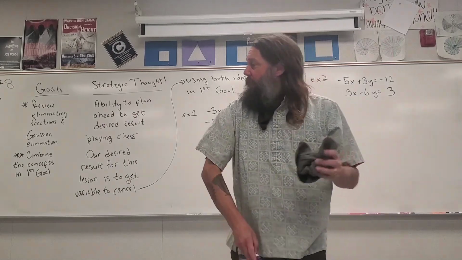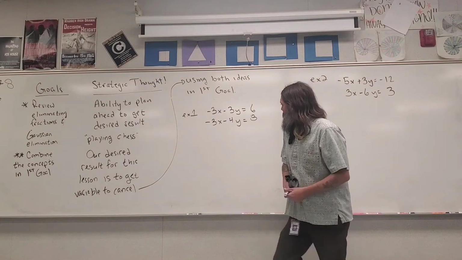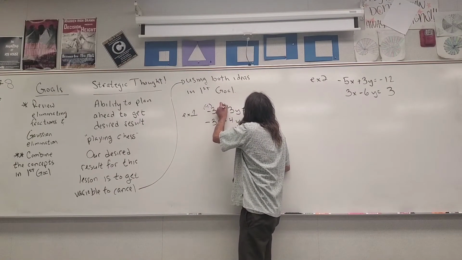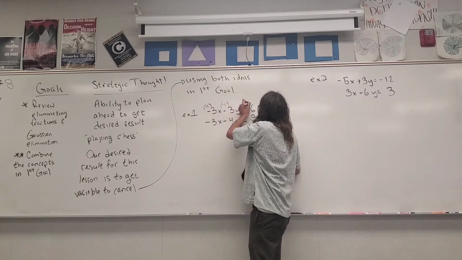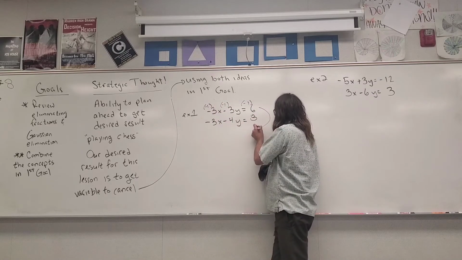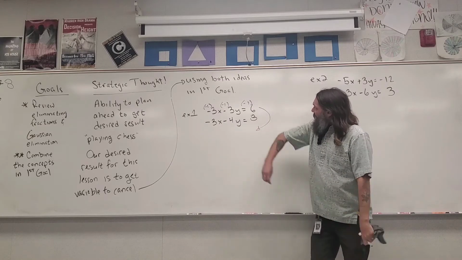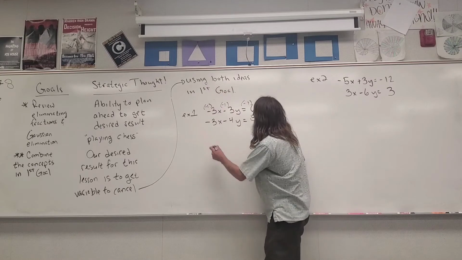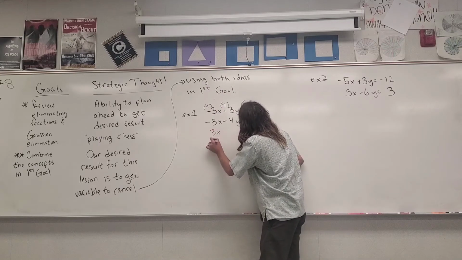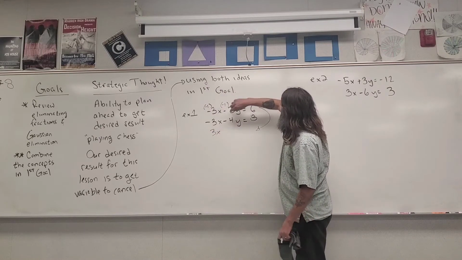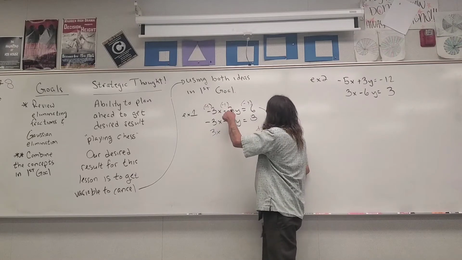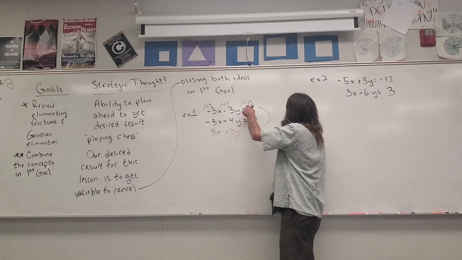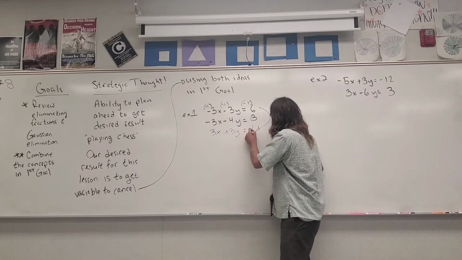So in order for me to get them to cancel, I'm just going to multiply everybody by -1. And when I multiply everybody by -1, what that's going to do is it's going to change the sign of this. So -1 times a -3x, that gets me a positive 3x. And -1 times a -3y, that gets me a positive 3y. And a -1 times a 6, that gets me a -6.